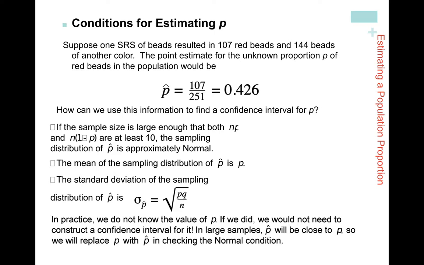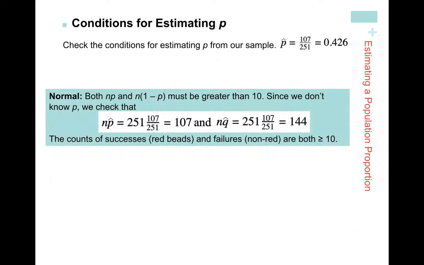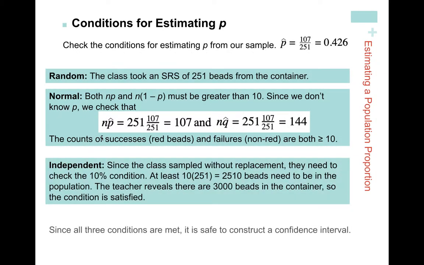So here's the deal. In large samples, p hat will be close to P. So instead, we're going to use p hat in checking the normal condition. So n p hat is 107 and n q hat: we had 107 red beads, or successes, and 144 non-red beads, or failures. Both of those are greater than 10. We're going to be okay with the normal condition.